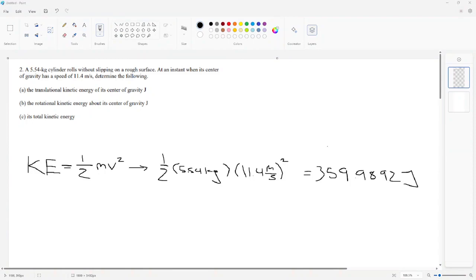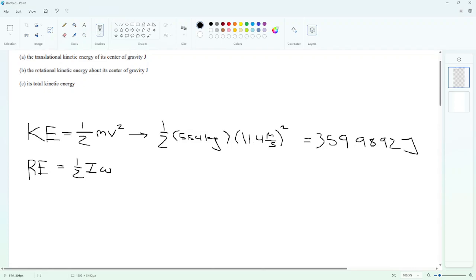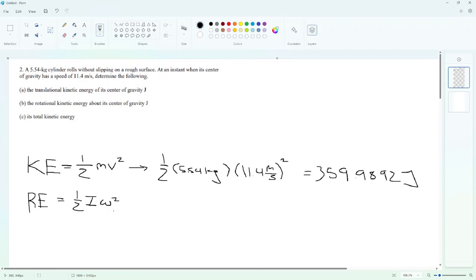Part B asks for the rotational kinetic energy about its center of gravity. So we'll call the formula for rotational kinetic energy. The formula for rotational energy, which I'll denote as RE, is equal to 1/2 I omega squared. So we're missing two things apparently, which are I and omega.